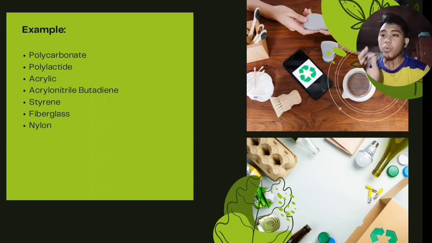So, we have polycarbonate, polylactate, acrylic, acrylonitrile butadiene styrene, fiberglass, and nylon. So, these are examples of other and miscellaneous.